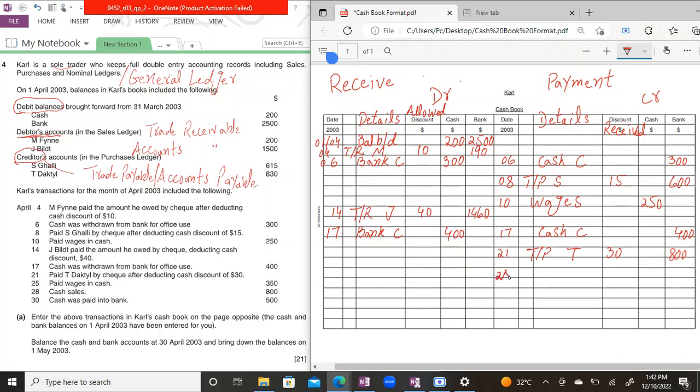The next is 25, paid wages in cash. Date 25, wages. Wages is business expense. Expenses are debit and cash is credit. So wages is out at 350. Then cash sales, 800.